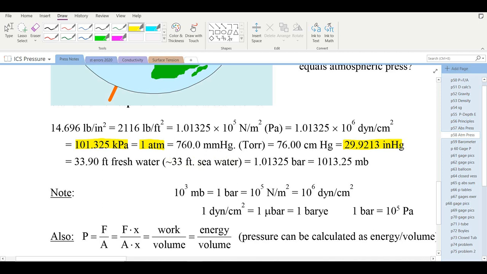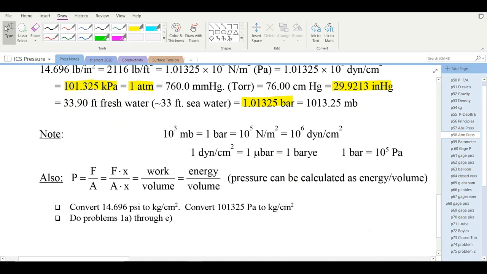And there are other units such as bars, 1.01325 bars. So a bar is almost exactly, or very close to, one atmosphere. Bar is more of a nautical term, and 1013.25 millibars. And there are others as well.